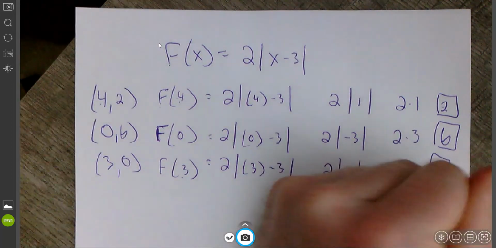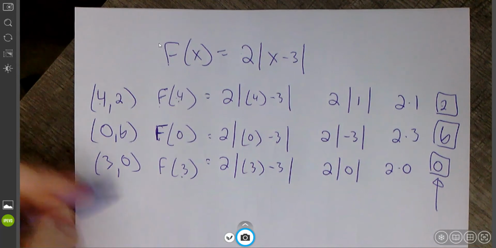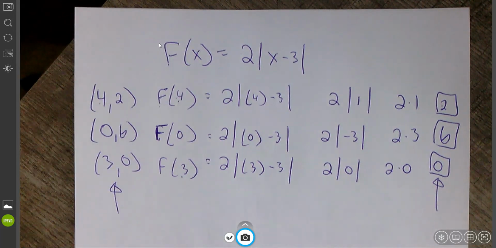Our answer really would be here if I just asked you to evaluate, but these are points on a graph because eventually, soon, we're going to have to graph these things. What does it look like? What does my absolute value function look like? That's it.